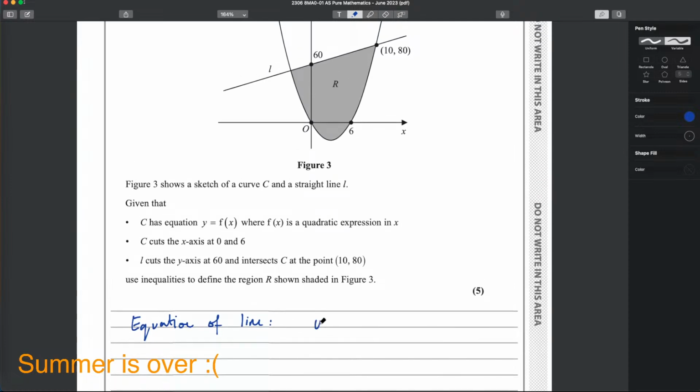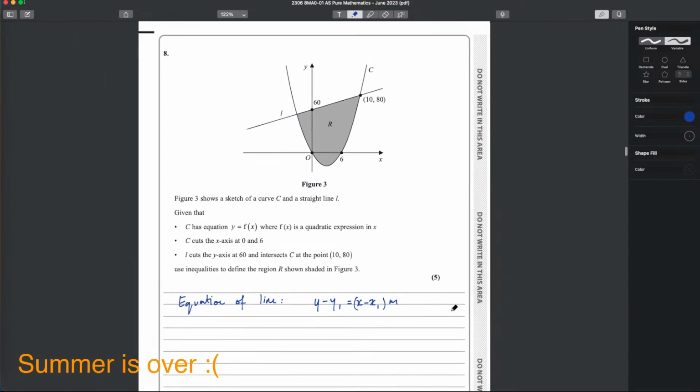Let's use y minus y1 equals m times (x minus x1). And let's find m. The gradient is rise over run. We have 2 points, (0, 60) and (10, 80). So 80 minus 60 over 10 minus 0. That's 20 over 10, which is 2.